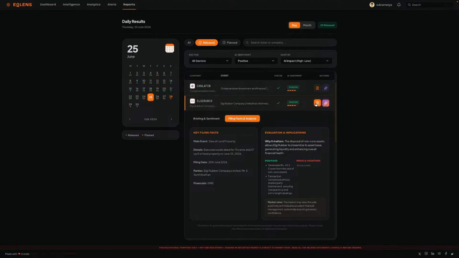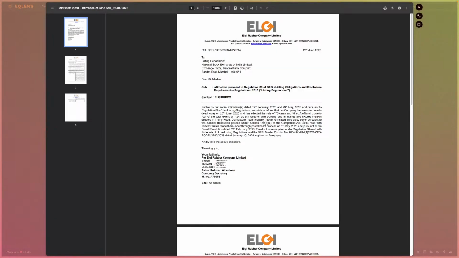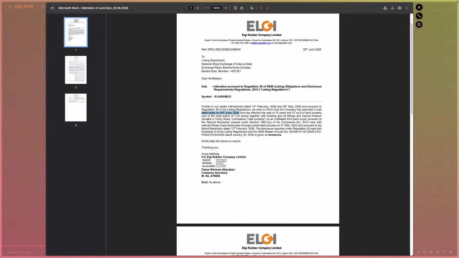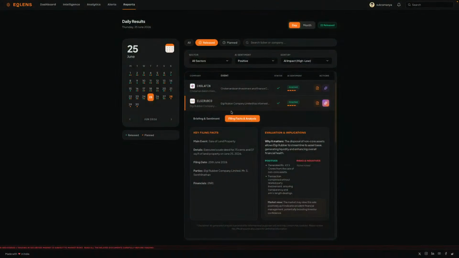Alright, it says already that these are non-core assets. I'm going to just check the report and see. It happened on 12th February and 29th May. Wait, intimation dates were these, and the sale deed happened here, 25th June. Alright, I think this might be stale news, meaning the people might have already seen this coming up.